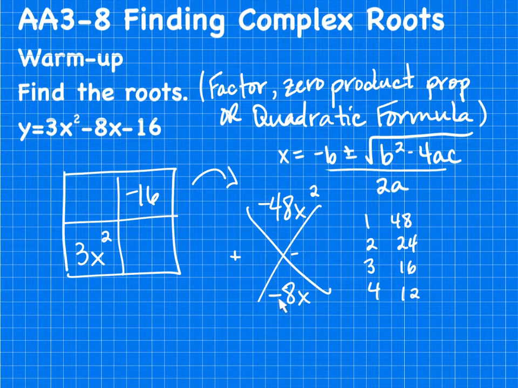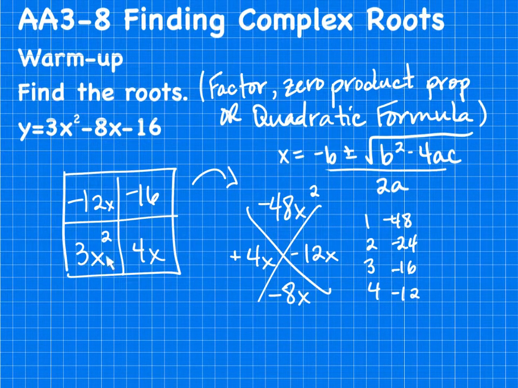Because they add together to get a negative, I know it's going to be my larger number. So the reason I can stop is that negative 12 and 4 add up to negative 8. So I put those in the remaining boxes. And then I factor out a greatest common factor from any row or column.